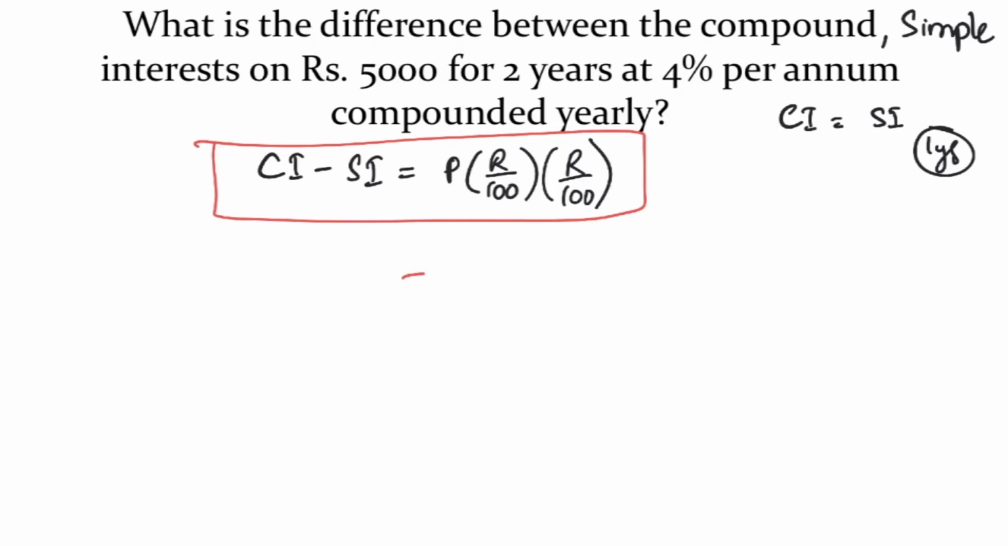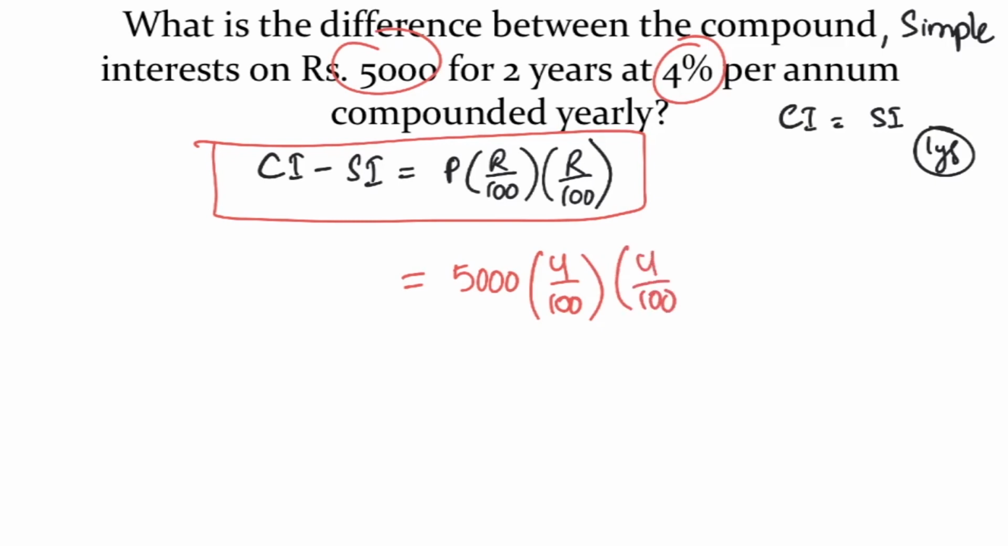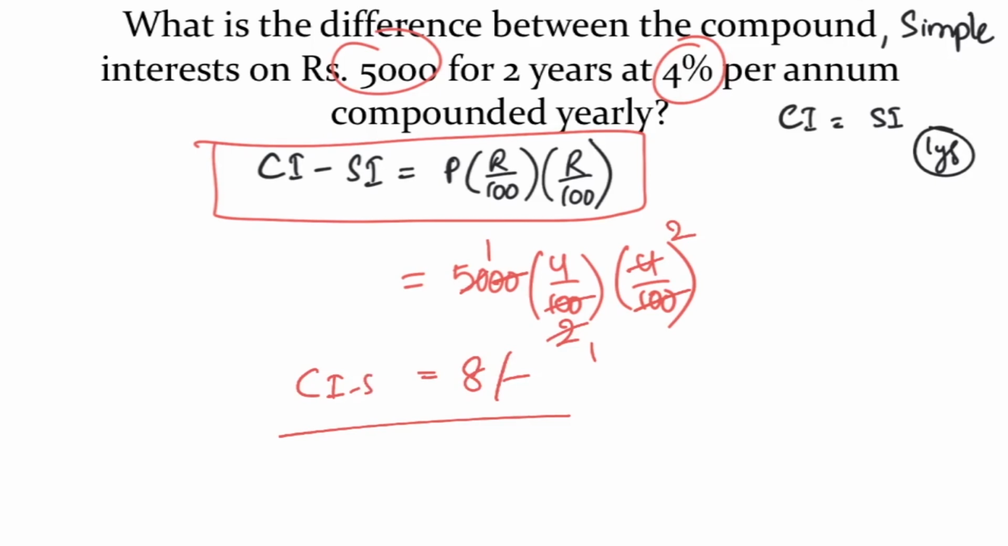Now using the relation, principal is 5000 into R is 4%, 4 by 100, 4 by 100. 2 zeros cancel. 50 ones, 5 twos 100, 2 ones, 2 times 4. So the difference is 8 rupees. Compound interest minus simple interest is 8 rupees.